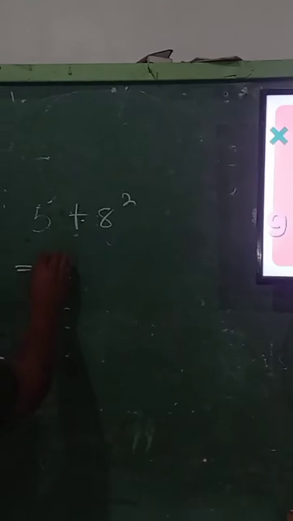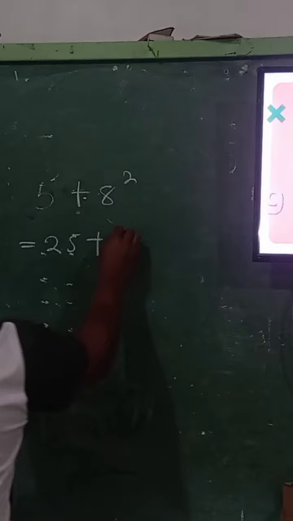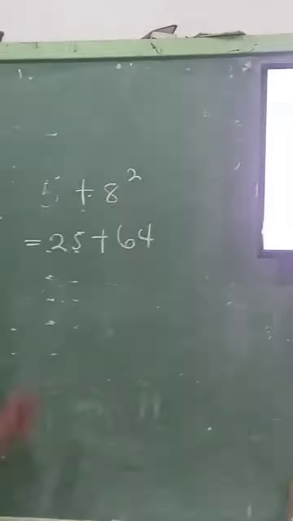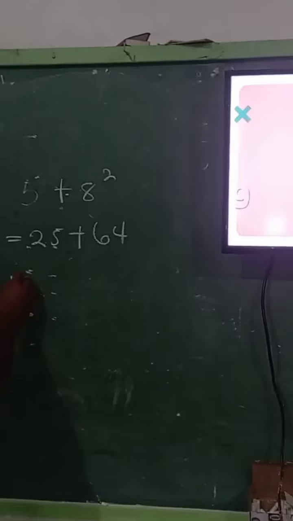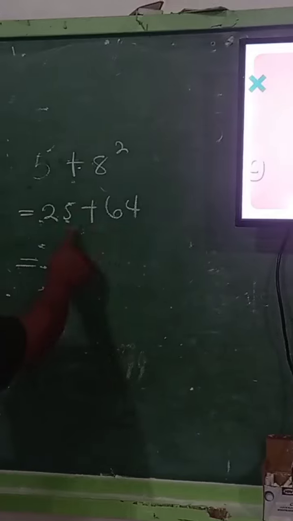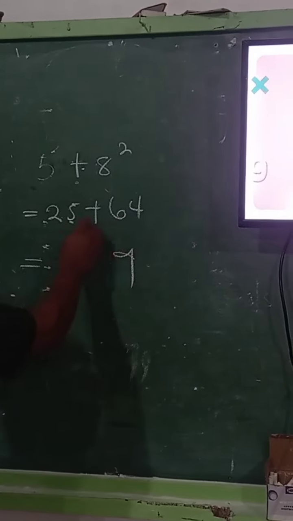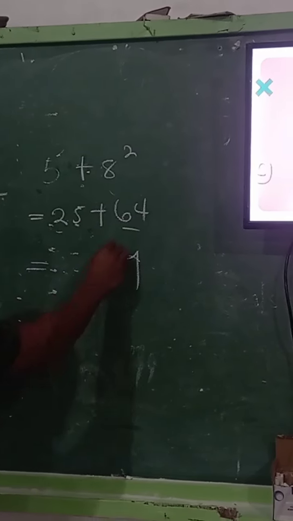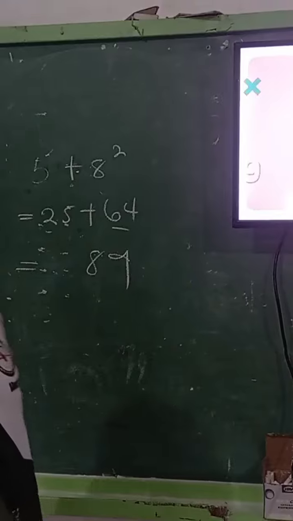Okay, let's check what the result would be. 2 squared is equal to 4, plus 8 squared is equal to 64, so 4 plus 64. Then when we combine them, the answer is 68.